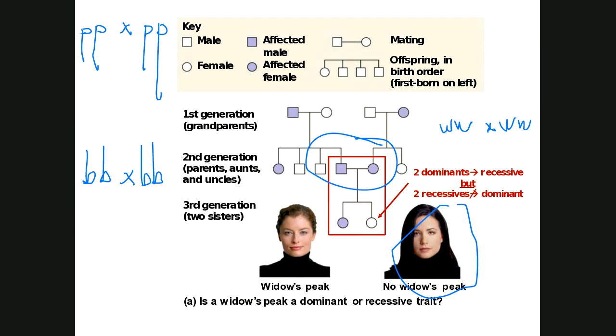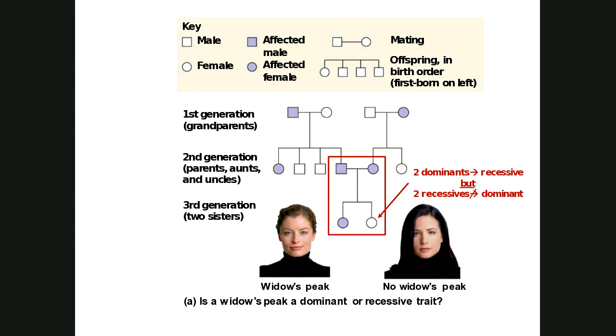No, never. So what's the key to figuring out whether the trait is dominant or recessive? Find the two parents that are affected. If those two parents produce any unaffected individuals, then that trait obviously has to be dominant. Okay, this is the key right here. Two dominants can make a recessive. Two recessives cannot make a dominant. Two recessive parents can never make a dominant offspring.